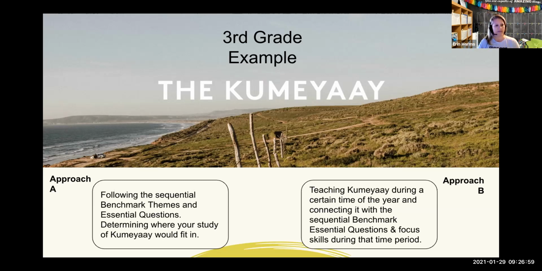Can we find a way to make it more purposeful and connected to the other things that the children are learning? An example: you're going to follow the benchmark themes and the essential questions. You go from unit one, unit two, and keep going. If a text doesn't apply to your social studies or science, or whatever you want to integrate, or both, then go find another resource to use. Now you're plopping it into benchmark, but following those same essential questions.